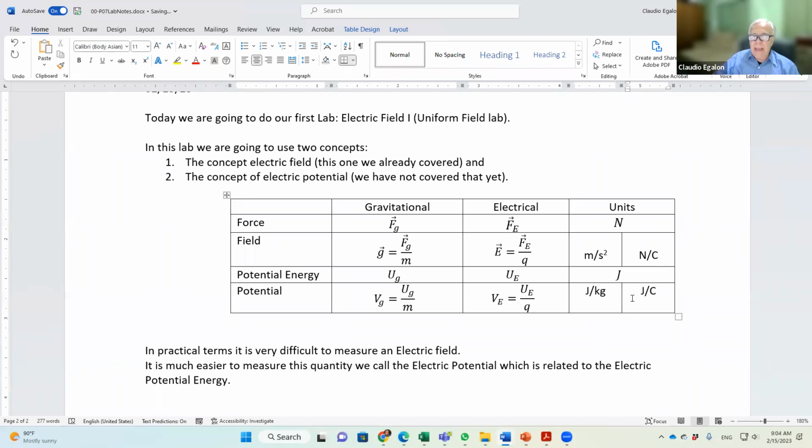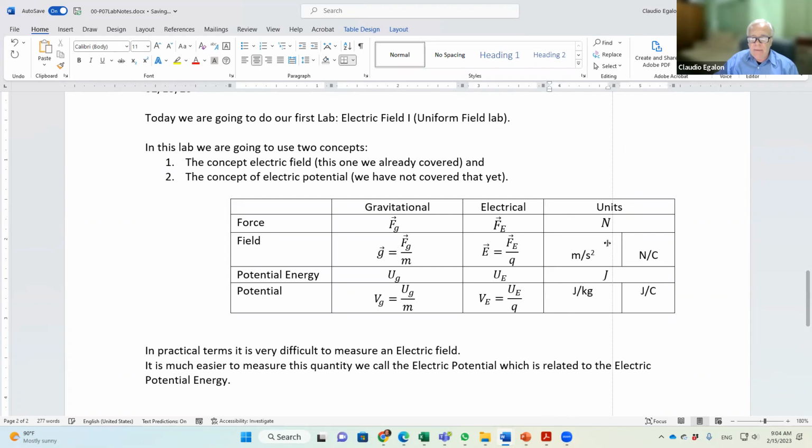But now this quantity that you see right here appears so frequently in physics that we give it a name. You have most likely already heard of this unit. We call it volts, and abbreviated by the letter V.